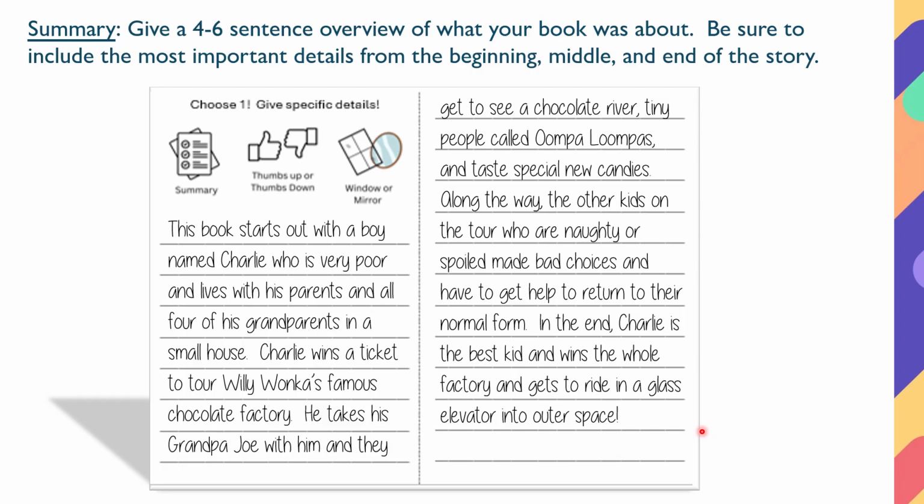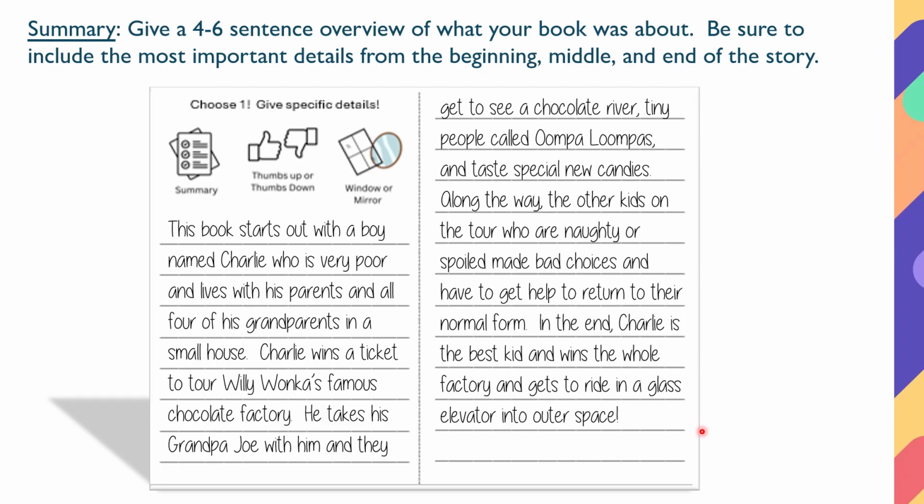Charlie wins a ticket to tour Willy Wonka's famous chocolate factory. He takes his Grandpa Joe with him, and they get to see a chocolate river, tiny people called Oompa Loompas, and taste special new candies. Along the way, the other kids on the tour who are naughty or spoiled made bad choices and had to get help to return to their normal form. So that's explaining the middle with the conflict.